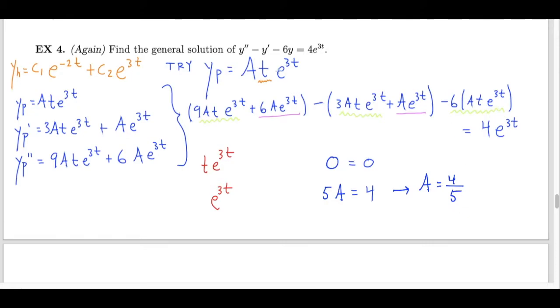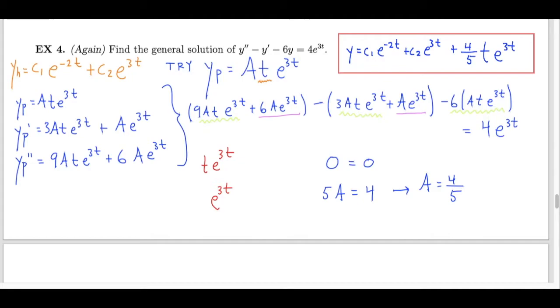I can plug that back into my y sub p, so I have a full y sub p. Then I'll simply add my y sub p and my y sub h, and that'll give me my general solution. So here's my general solution, and in a sense, I have three linearly independent functions that this general solution is built out of. So introducing that t forced this e to the 3t in this last term to in fact be distinct or nice enough so that I can actually build my general solution out of those.